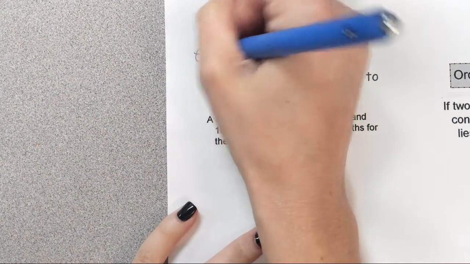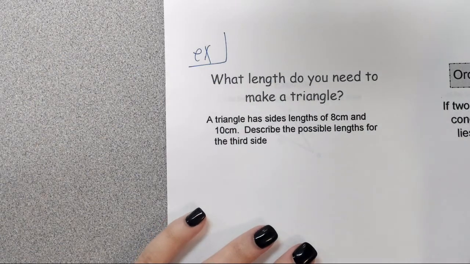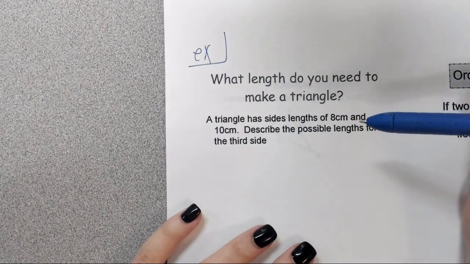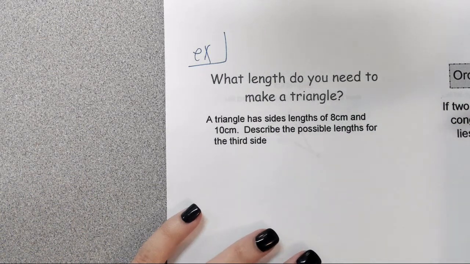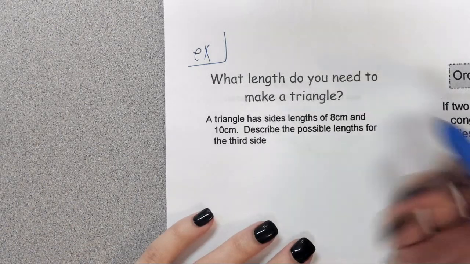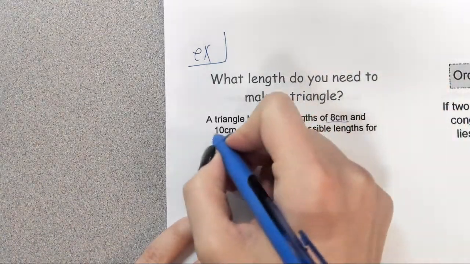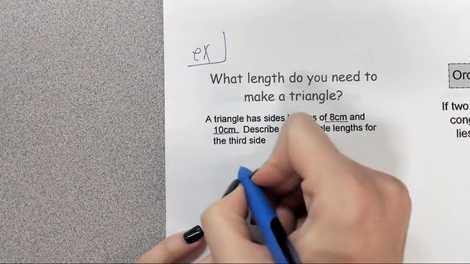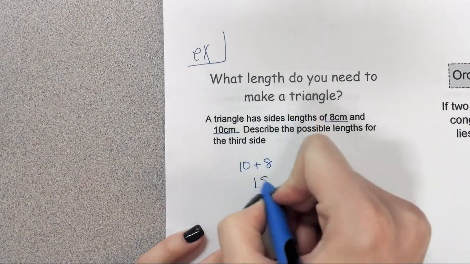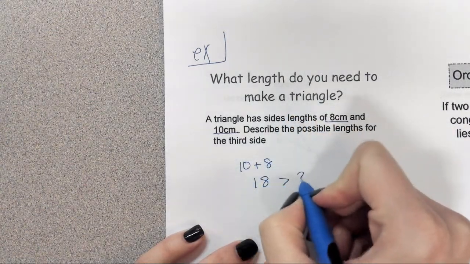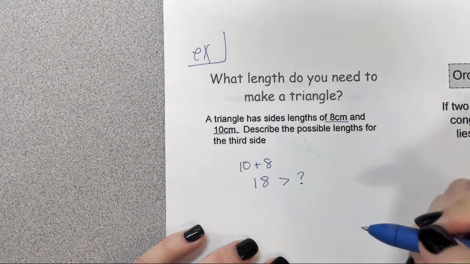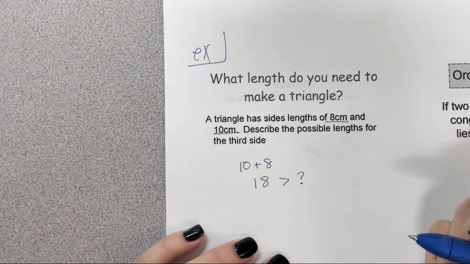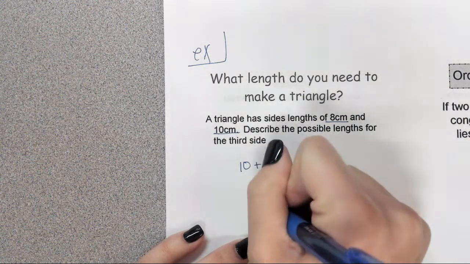So, here's an example. What length do you need to make a triangle? A triangle has side lengths of 8 centimeters and 10 centimeters. Describe the possible lengths for the third side. Okay, well, our third side. I'm going to act like these are the two shortest lengths. So 10 plus 8 gives me 18. We want 18 to be greater than this number. So basically, this number just has to be less than 18. So, third side is less than 18.